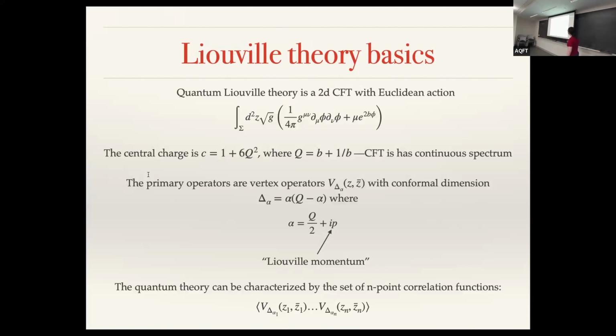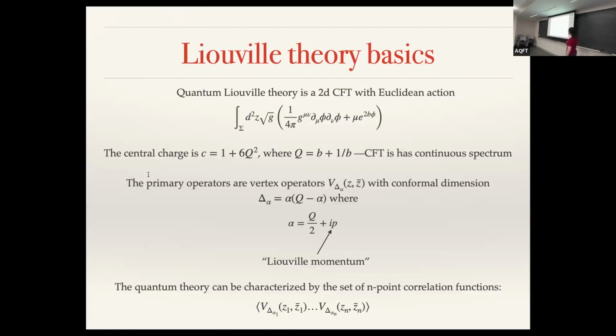It has primary operators, which are called vertex operators, which have conformal dimension, which I'll call delta sub alpha, equal to alpha times q minus alpha, where it's standard to parameterize alpha as q over 2 plus i times p, and p is known as the Liouville momentum. Basically, far away from this potential, you can represent the solution as plane waves with the momentum p, which is why it has the term Liouville momentum.